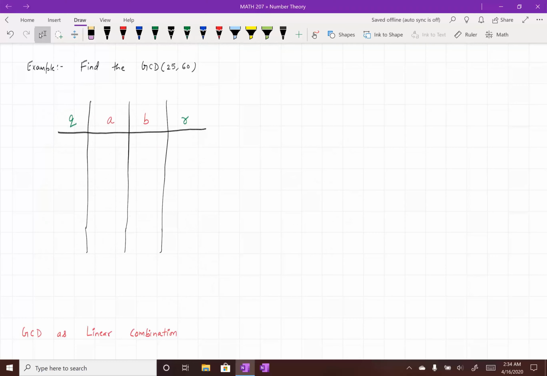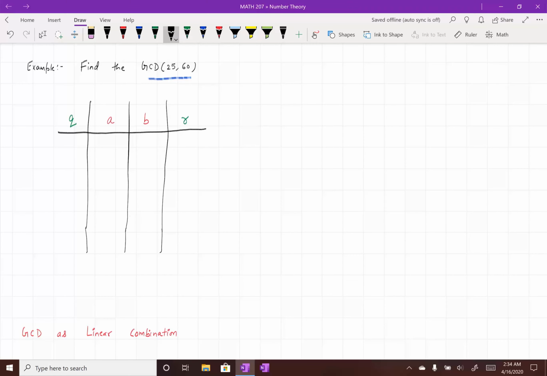There is another way to represent the steps of your Euclidean algorithm in the form of a table, and I personally feel this is the best representation of a Euclidean algorithm. So to compute the GCD of two given positive integers, which in this case are 25 and 60, I can make my table with 4 columns, where the first column is the quotient q, the next column is the integer a, and then the integer b, and the last column is the remainder r.